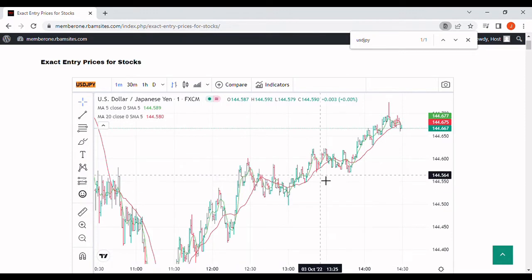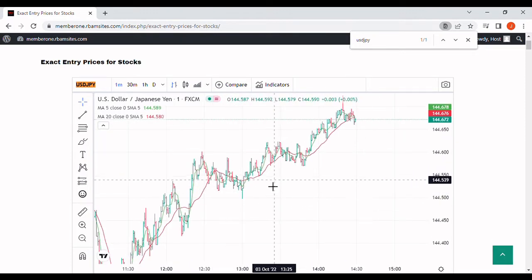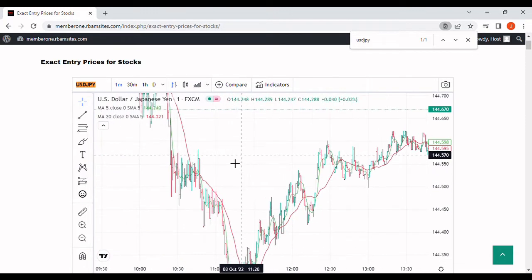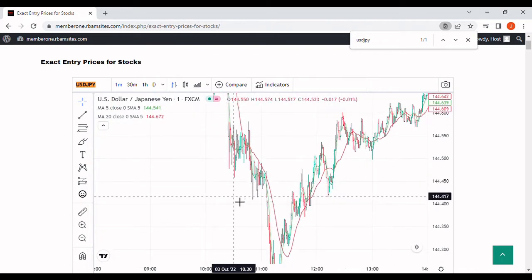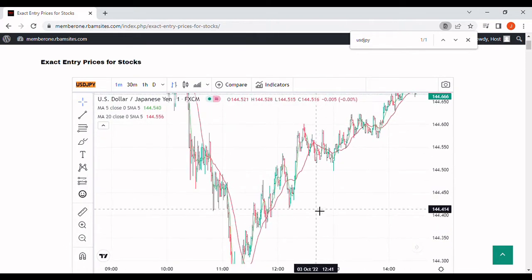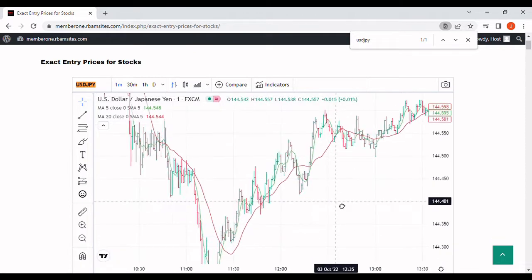Now, you can see this yen is particularly choppy, but it's not always like that. It's a choppy currency to trade like this today. This is a 1 minute chart, so this is all today. But you could easily do it.